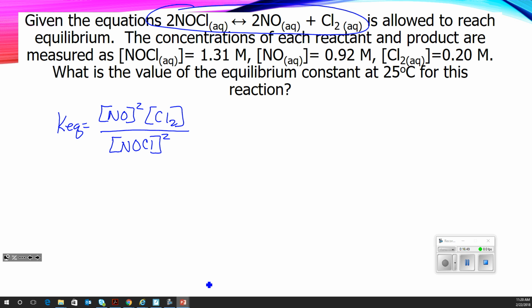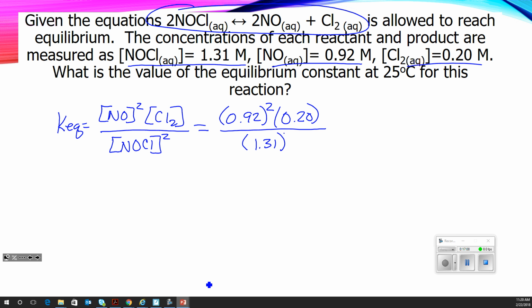Okay, the next thing that we're going to do is they've given us the concentrations here, so we're going to plug them in. I'm going to take 9.2 and square it. I'm going to times it by 0.2. Then I'm going to divide it by 1.31 squared. So go ahead and put that through and let's see what we get.